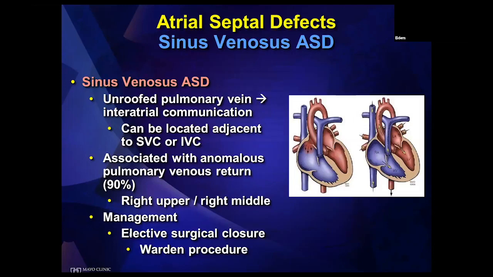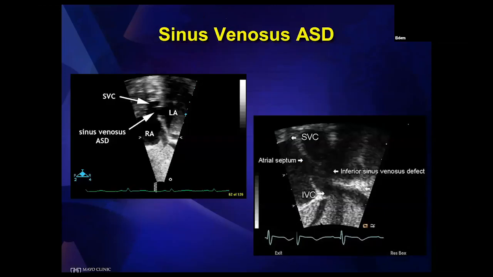And these patients are surgically corrected with what's called a Warden procedure, where the anomalous pulmonary veins are baffled through the defect back to the left atrium, and the SVC is dissected, transected, and reattached to the right atrium. This cannot be corrected by an interventional procedure. So here's a nice example of a superior sinus venosus defect, similar to our patient, adjacent to the SVC. Here's an inferior sinus venosus defect adjacent to the IVC.